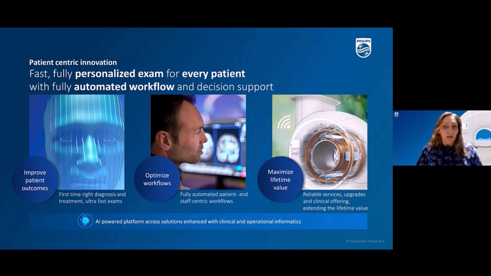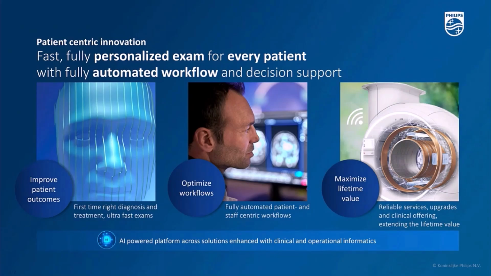So let's start a little bit high level with what Philips is doing, because what we're targeting is a fast and fully personalized exam for every patient with fully automated workflow and decision support. And this really boils down to three pillars. It's about improved patient outcomes with first right diagnosis and treatment and ultra-fast exams. It's optimized workflows, and it's maximizing the lifetime value of a system, so really being more sustainable. And of course, what we're doing today with the SmartQuant technology is really about improving patient outcomes and scanning faster.